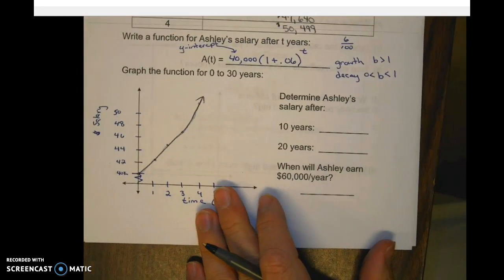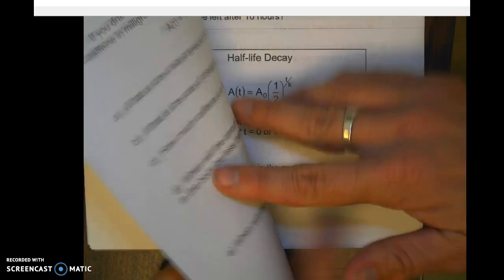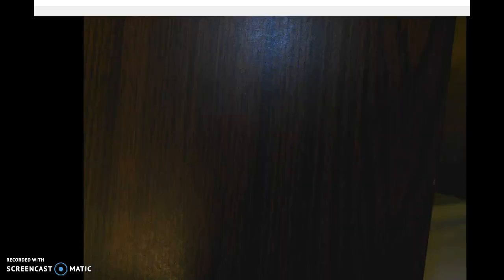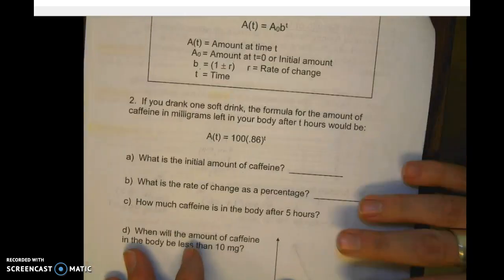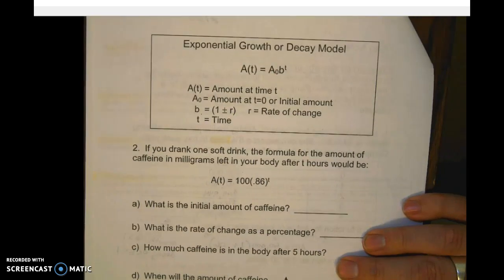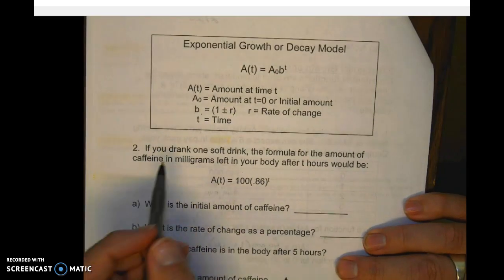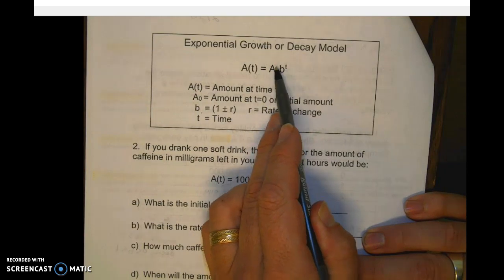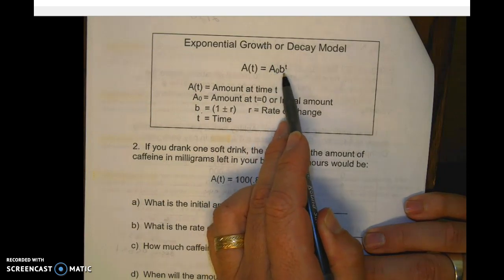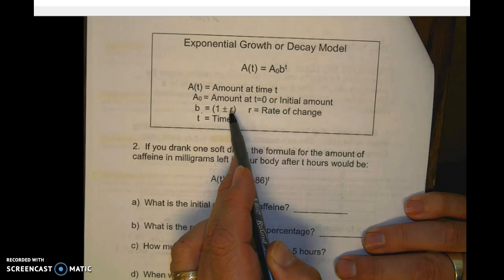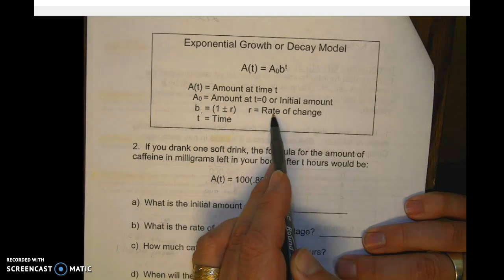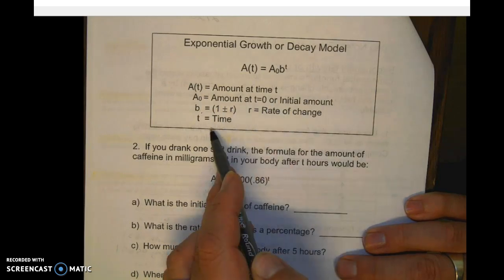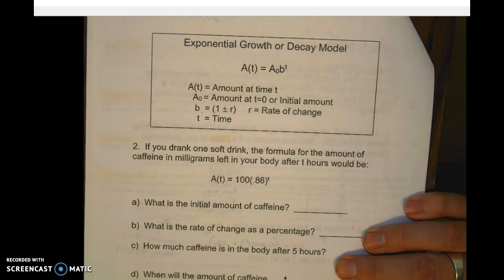Okay, let's move on. So just a quick review, growth and decay. Here you have your initial amount, the A value. Now your base, it's either going to be 1 plus R for growth or 1 minus R for decay, where R is your rate of change and T is your time. We saw that on the front page.